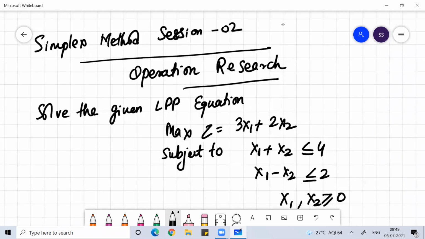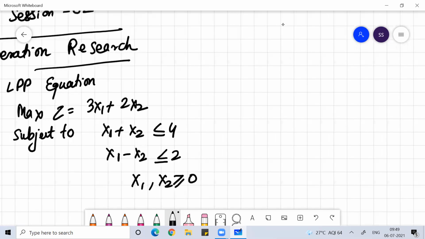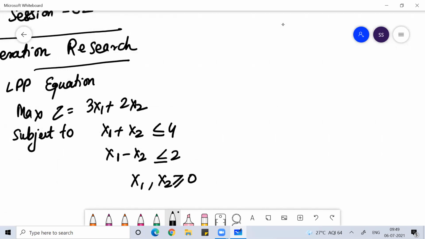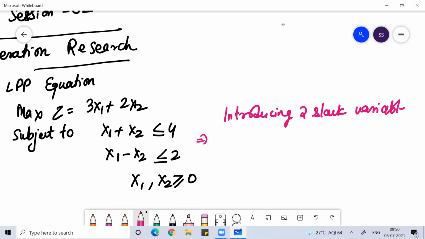Whenever we have this LPP with us and want to solve it, the first thing I'll do is look into the constraints. I have two constraints, so I'll introduce two slack variables, s1 and s2.